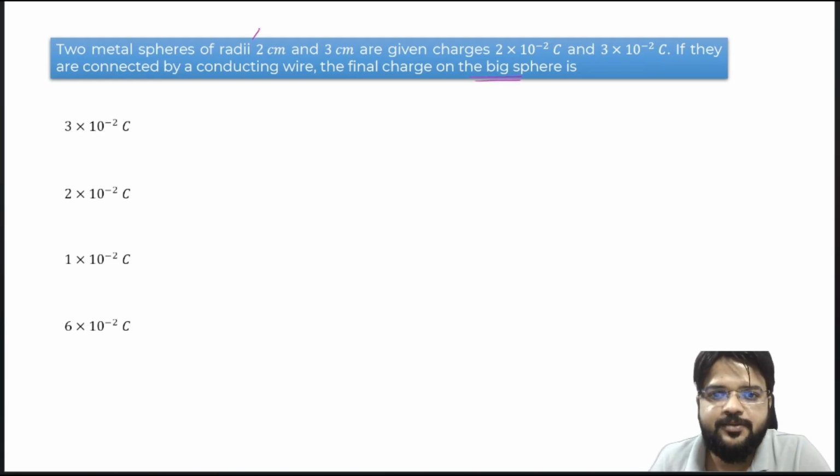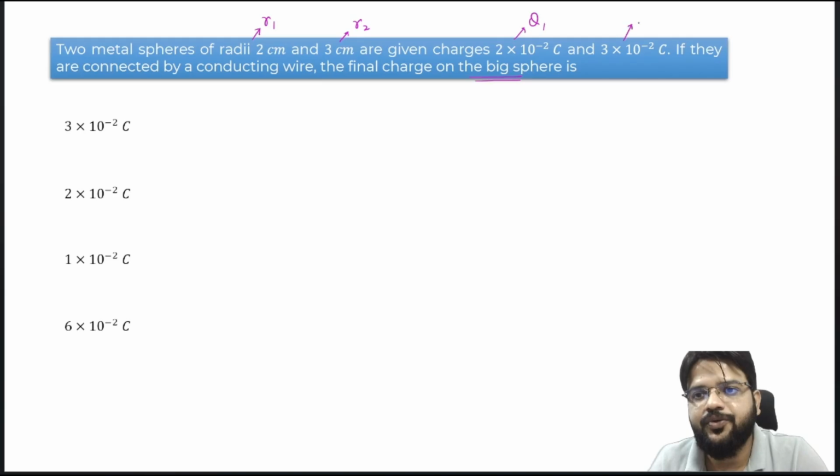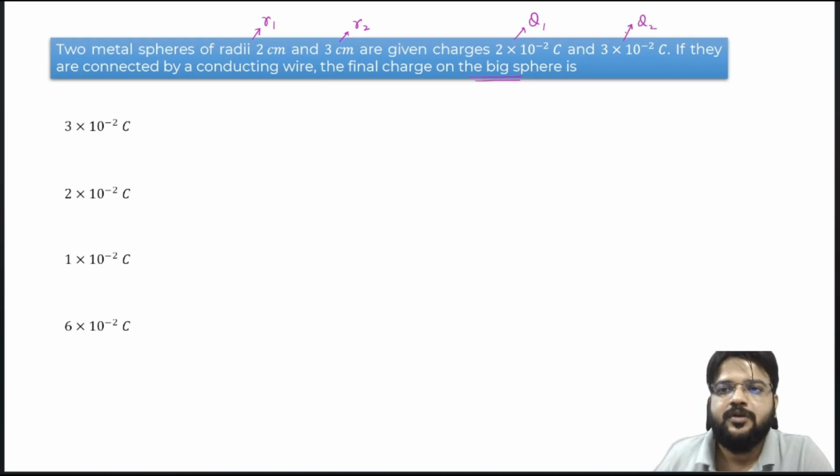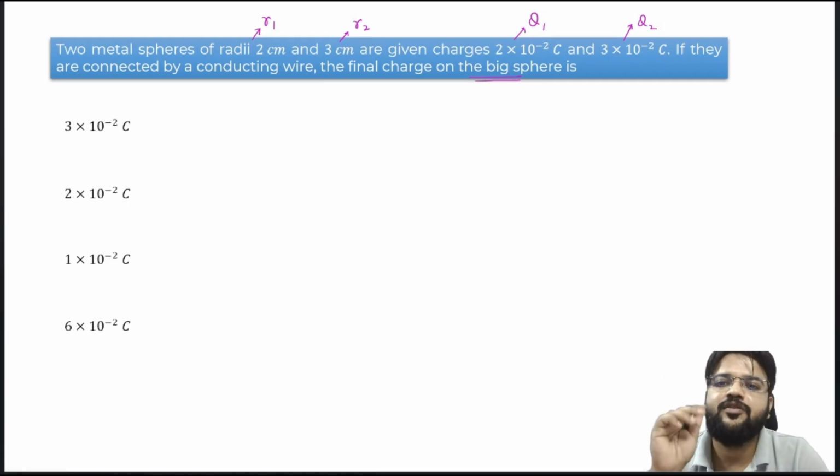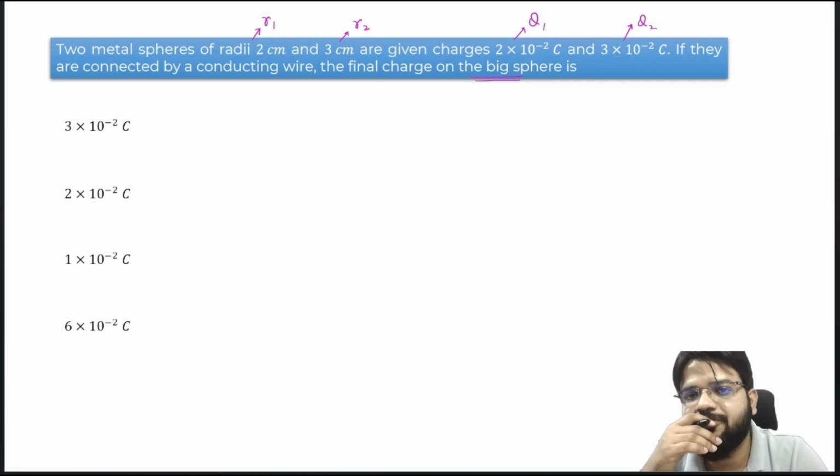So here we want the final charge on the bigger sphere. Let's suppose this is the smaller sphere, radius R1, and this is R2, the radius of the bigger sphere, correct? R1 and R2. This is Q1 and this is Q2, the charge on the first sphere and the charge on the second sphere. We want the final charge on the bigger sphere. Okay. So let's see how we will get it.